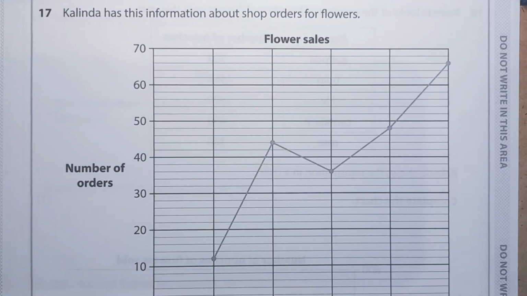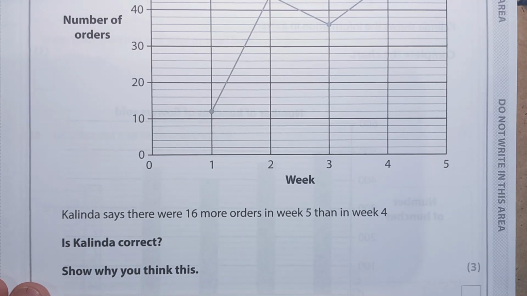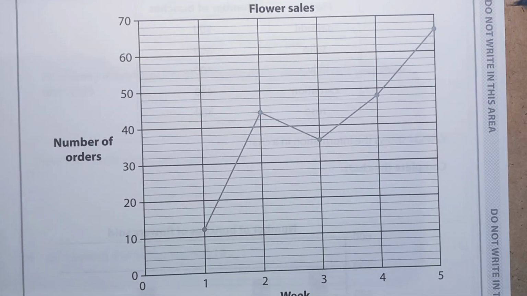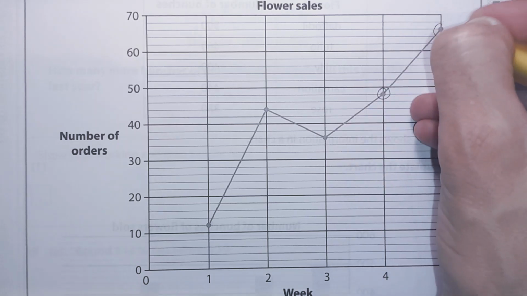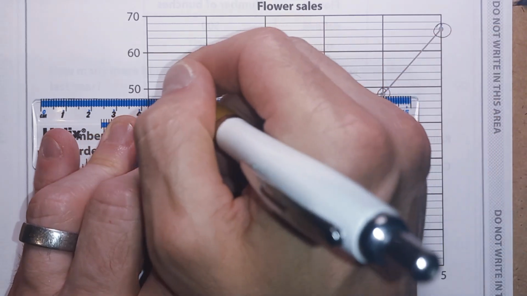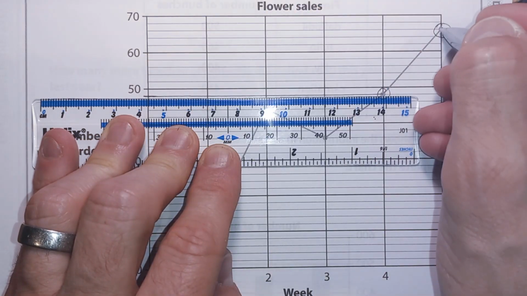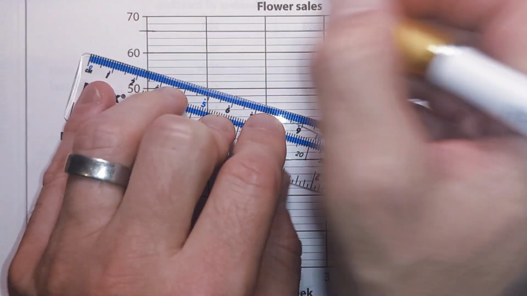Question 17. Kalinda has this information about shop orders for flowers. So we've got a line graph here. Kalinda says there were 16 more orders in week 5 than in week 4. Is Kalinda correct? So week 5 and week 4. Well, here's week 4. Here's week 5. So if I draw a line across, so that's for week 4. And this is for week 5.